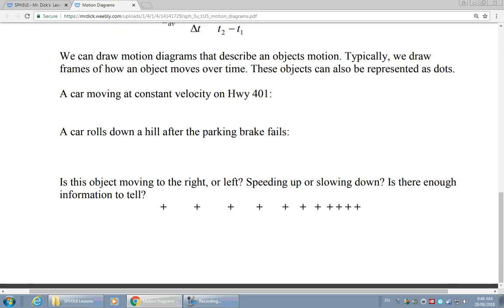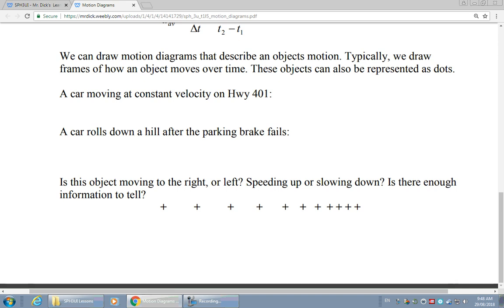So we're going to try and draw diagrams that describe an object's motion. And what we're really doing then is drawing frames of how an object is moving over time. In other words, we're representing a certain object at different either seconds in time, or maybe tenths of a second in time, or maybe hundredths of a second in time. But each frame that we draw represents an equal amount of time going by. And then we draw the object as showing what its displacement is doing, essentially how far it's moving over that time.